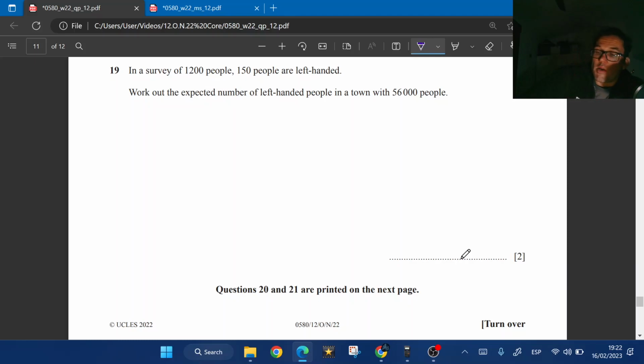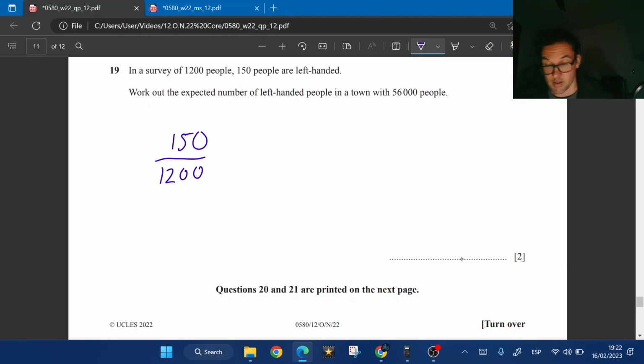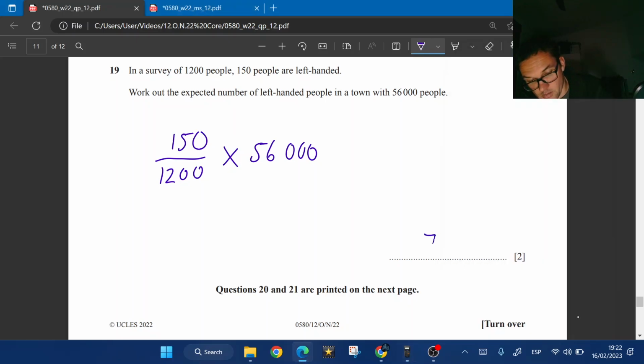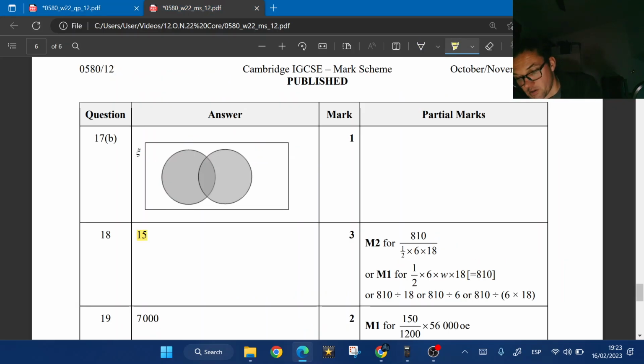Right, so the survey, they asked 1,002 people if they're left or right-handed. It's a bit boring, but anyway. So let's write it as a fraction. 150 out of 1,200 people are left-handed. Now the whole town is 56,000 people. All we need to do is work out what that fraction of 56,000 is. Write the fraction, multiply it by the total number. So we got a reasonable 7,000 left-handed people.